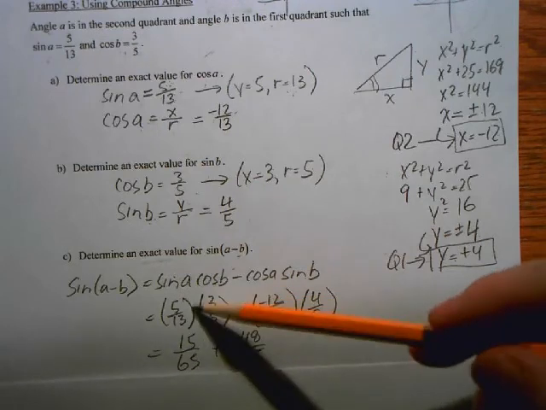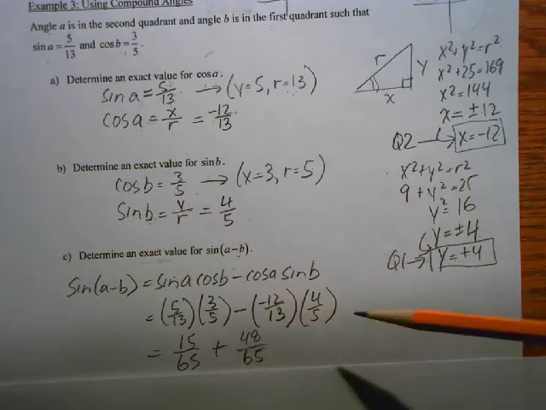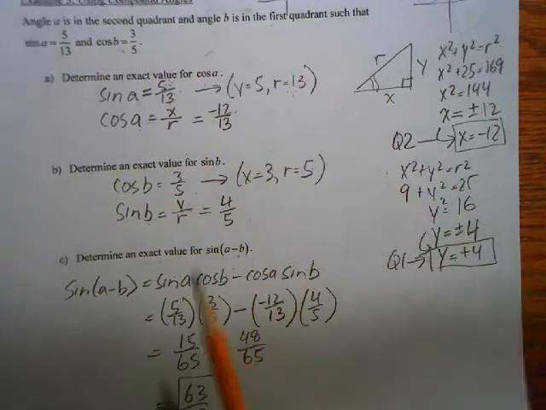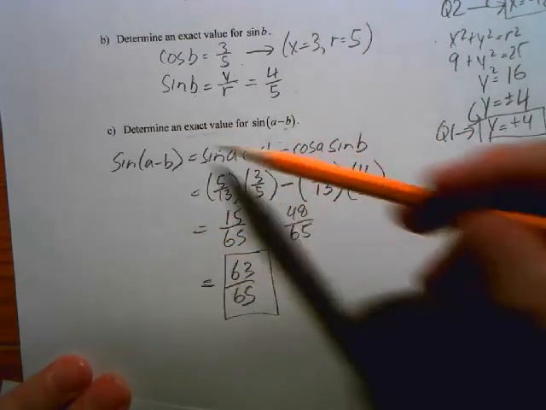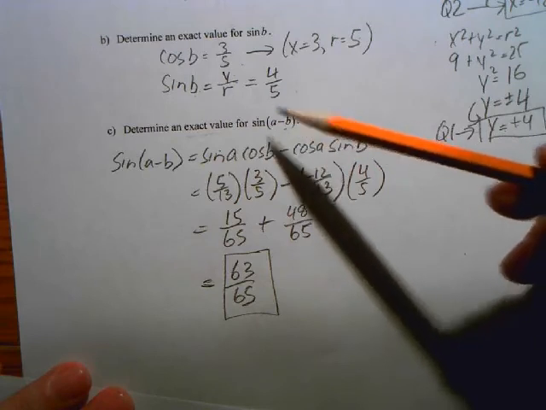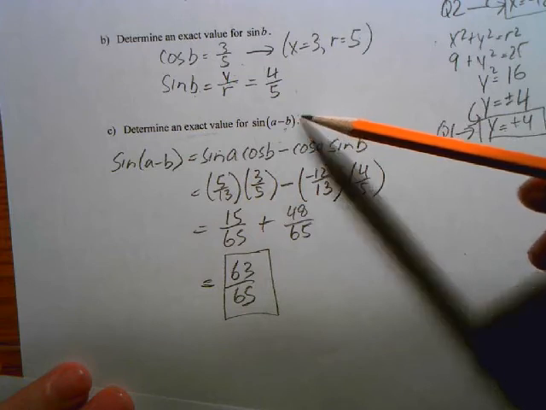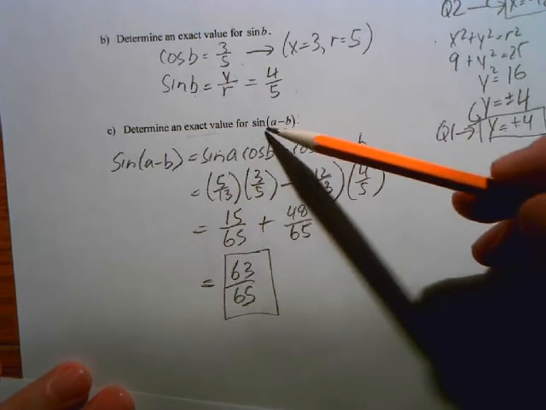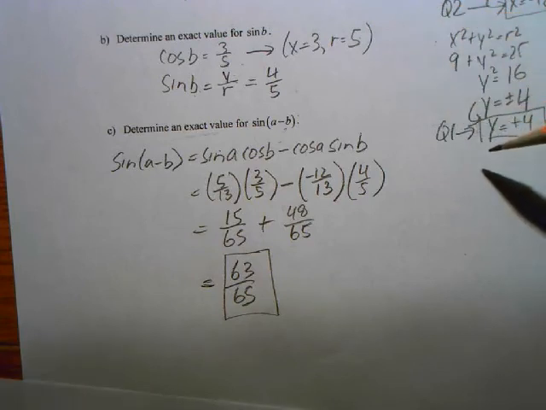So I've got 15 over 65 minus negative 48 over 65, so that's plus. Add the tops together, we get 63 over 65. So this is an exact value. Okay, and hopefully you can see how this would be done. They could have just as easily asked us any one of the other three ratios for sine or cosine. If they asked us something with a compound angle formula for tan, we just have to figure that out based on coming up with the ratios that we might be missing from what they gave us.